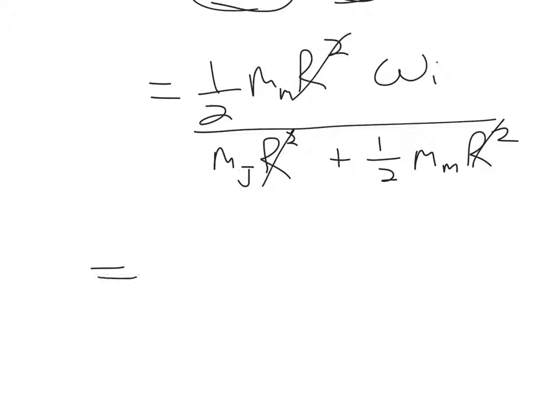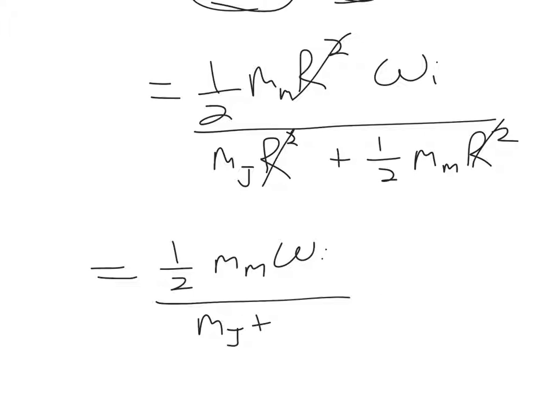All right, so on top, what I'm left with is 1/2 the mass of the merry-go-round times its initial angular velocity over the mass of Joey plus 1/2 the mass of the merry-go-round. All right. And I think now we can actually plug some things in.